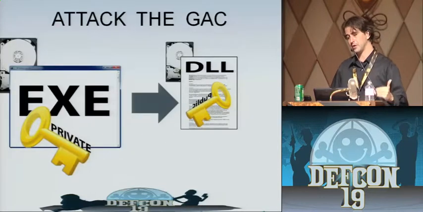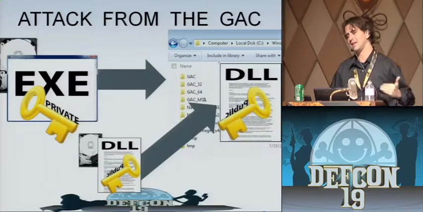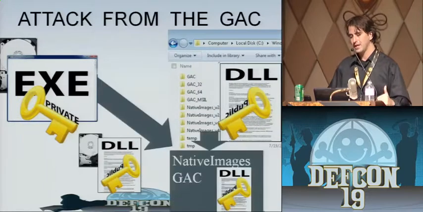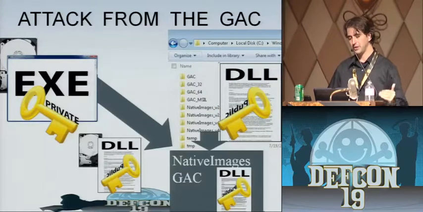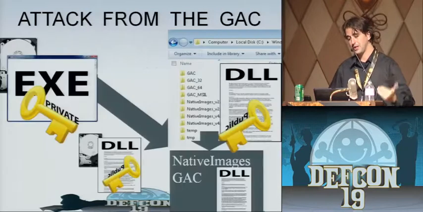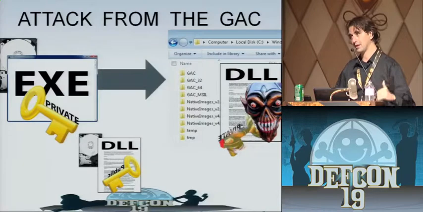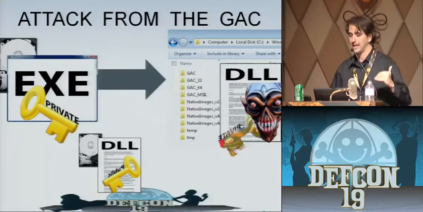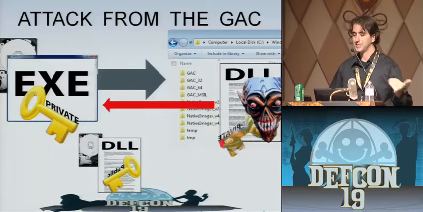And this is why you need to know about the GAC. When you call an executable, it puts its DLLs in the GAC. It then turns it into a native image. You delete the native image, replace it in the GAC, and then hack. So you destroy the native image. You have your application attacking in the GAC, not on disk. So it is calling into the GAC. It's attacking out of the GAC.